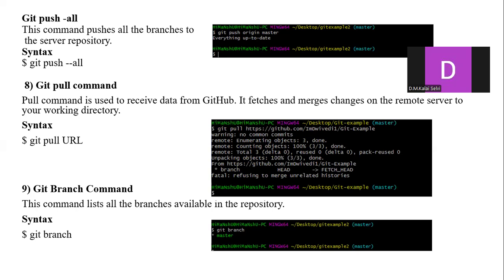Git pull command is used to receive the data from GitHub. It fetches the data from the remote repository to your local working repository. Git branch command. Using this command, you can list all the branches available in the current working repository.